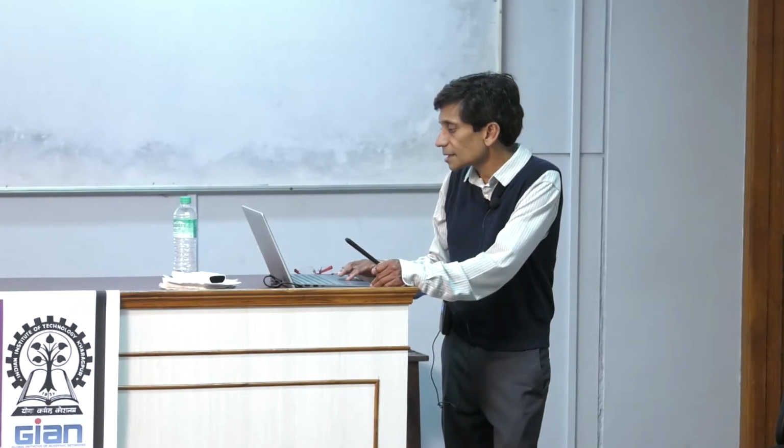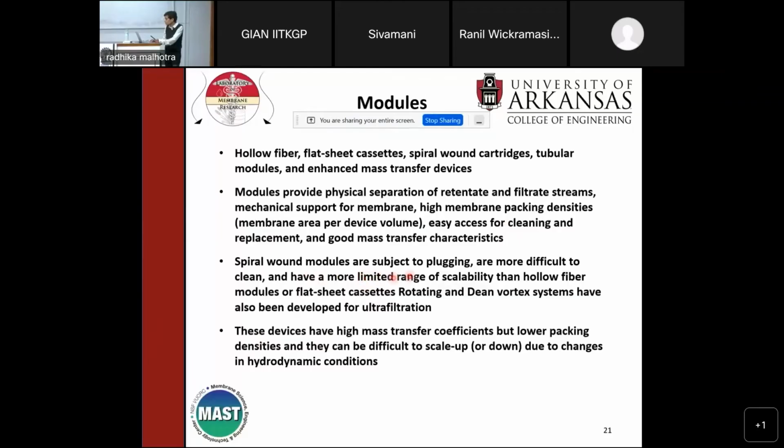What do I say here? Spiral wound modules are subject to plugging and are more difficult to clean and have a more limited range of scalability than hollow fiber modules. Flat sheet, rotating, and Dean vortex systems have been developed for ultrafiltration. These rotating and Dean vortex systems, well, there are some, but they're not that popular, mainly because they're difficult to make, and so then they become expensive, and then it's really not worth it.